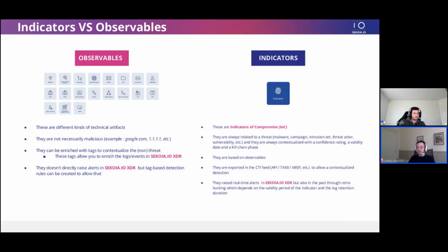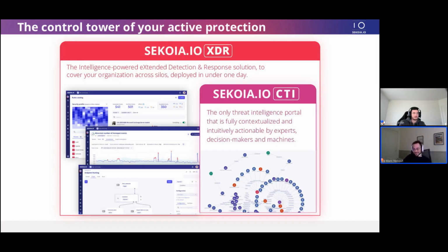And on the other hand, we have indicators. They represent indicators of compromise, so they are malicious, and they are always related to a threat and have some context in the Sekoia platform. They have dates that show when the IOC is really malicious, and if those IOCs are seen in your detection logs, they will raise an alert in our XDR. So, about our XDR.